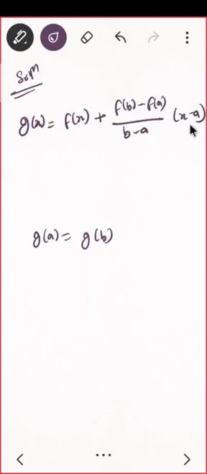Suppose I am taking g of x equal to f of x. If I put x equal to a, it will be f of a. But what I want is that it should be the same as that one. So let us do one thing. Let us just add f of b minus f of a upon b minus a into x minus a. Let us check now. What is g of a here?